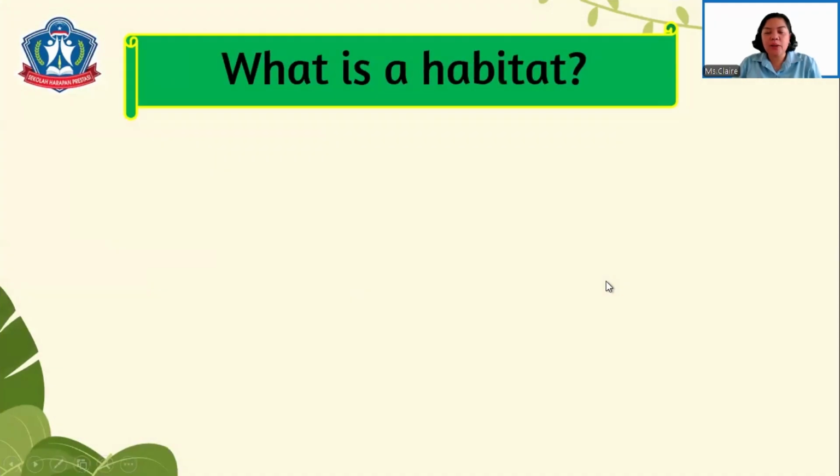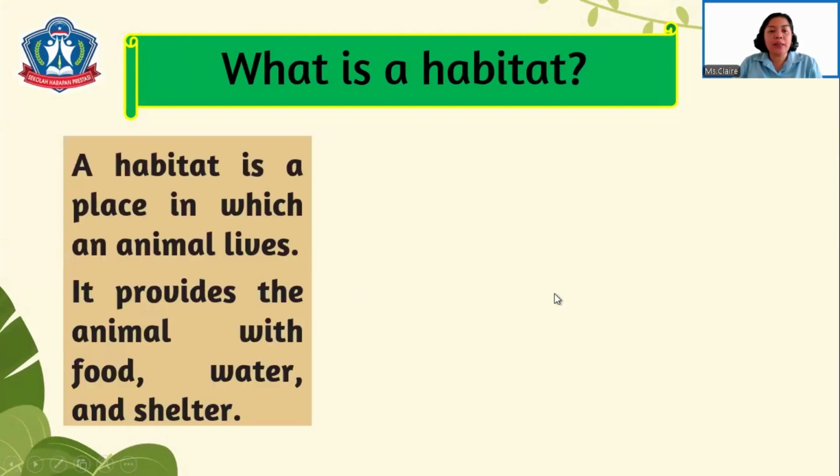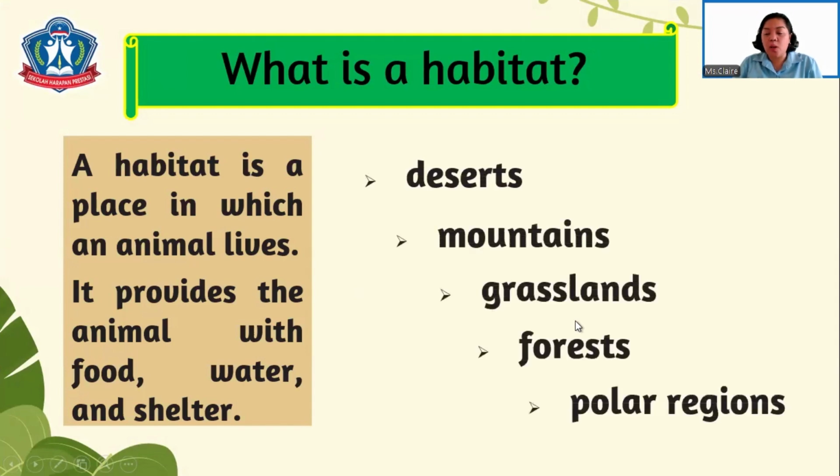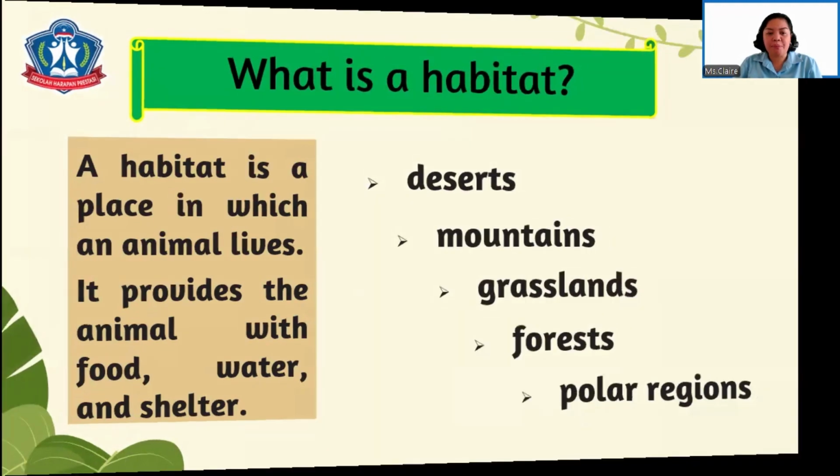As I asked you earlier, children, what is a habitat? A habitat is a specific place in which an animal lives. It provides the animal with food, water, and shelter. These are examples of habitats, children: we have the deserts, mountains, grasslands, forests, or the polar regions.